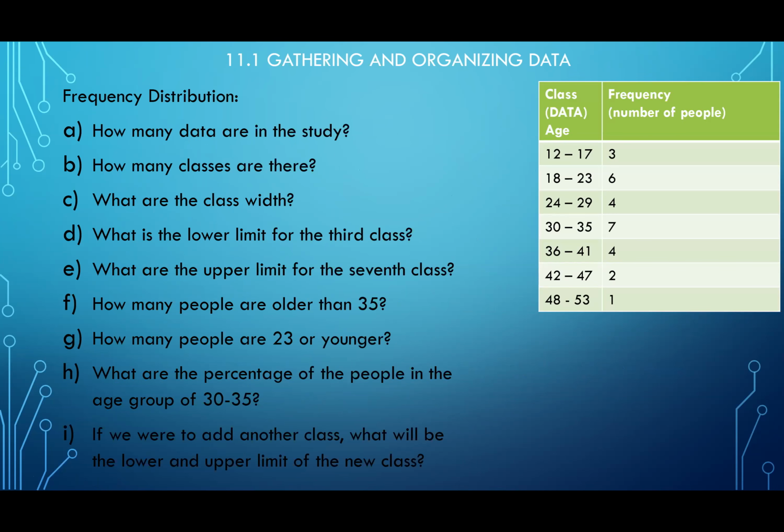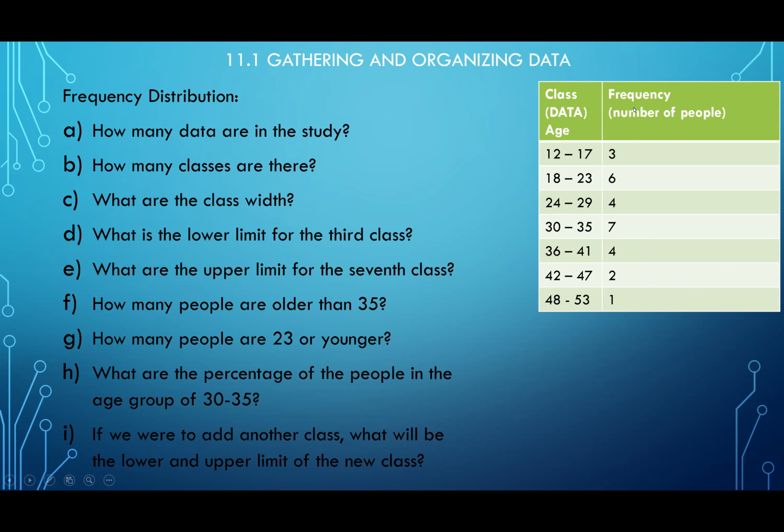So before we do anything, in 11.1 we basically want to gather our data and organize the data. So let's say if I were to give you this data. This data is the age of the students, or whatever age I try to collect. So the age, as you can see, is between 12 to 17, 18 to 23, 24 to 29, and so forth. And frequency is how many people are in that age group, right? The frequency is how frequently this age appears. We don't know the actual age, but we know between 12 and 17, there are 3 of them. Between 18 to 23, there are 6 of them. And again, so on and so forth.